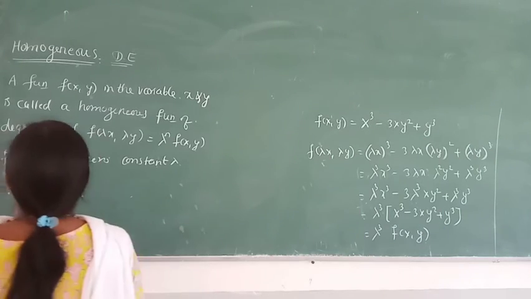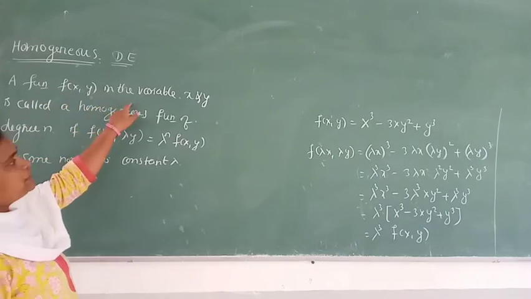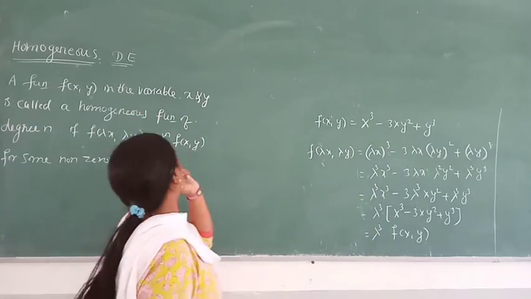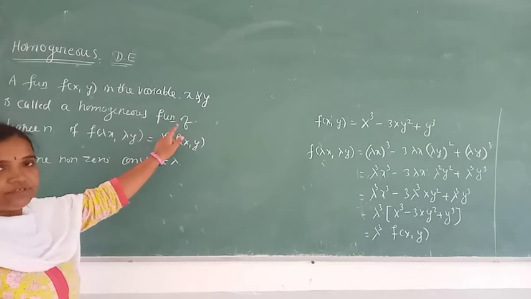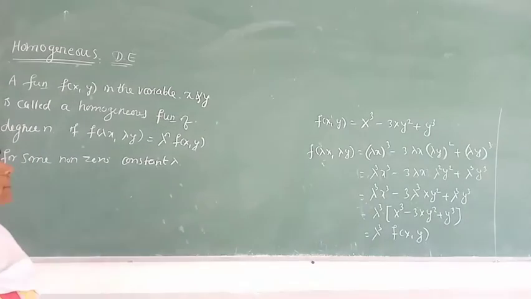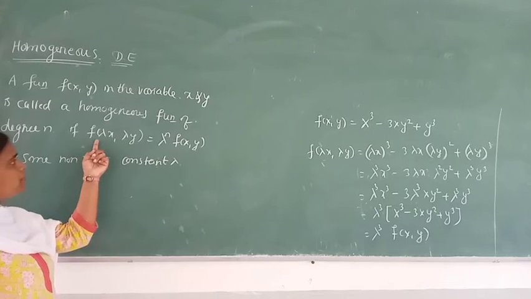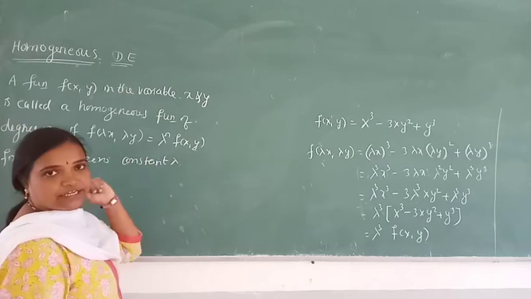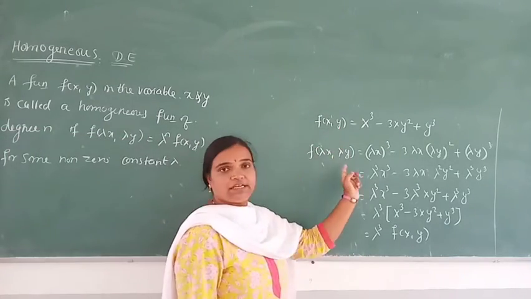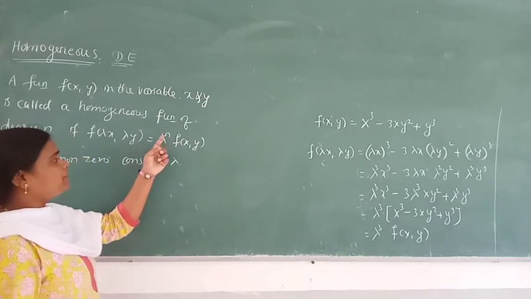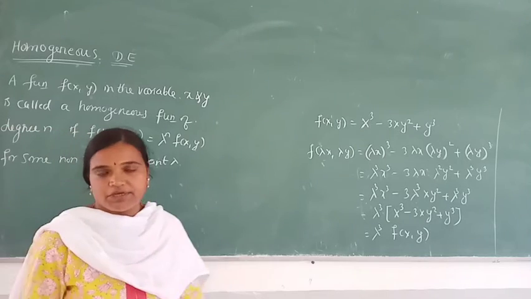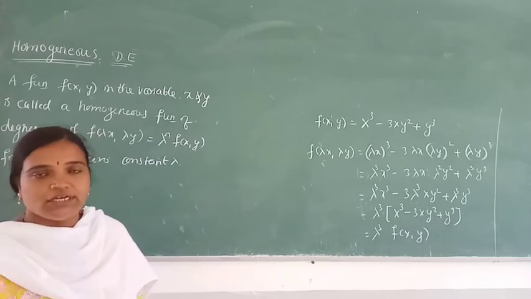See the definition, what does it say? A function f of xy in the variables x and y is called a homogeneous function of degree n if f of lambda x, lambda y, means replace x as lambda x, y as lambda y, can be written as lambda to the power n f of xy for some non-zero constant lambda.